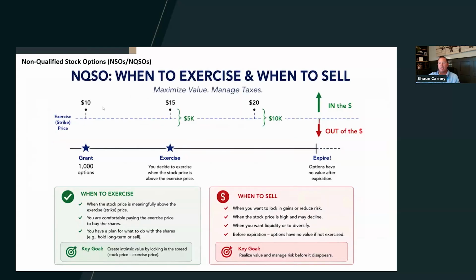Okay. And so again, when to exercise and when to sell: into the money, out of the money, price goes up, I want to take advantage. If it goes down, I don't want to do so. Okay. So either way, I got to make sure I get that done by the end of the expiration date, right? That's when I no longer have any value in my NQSO or my NSO, as you'll see them referred to.